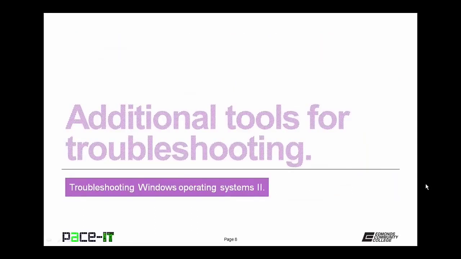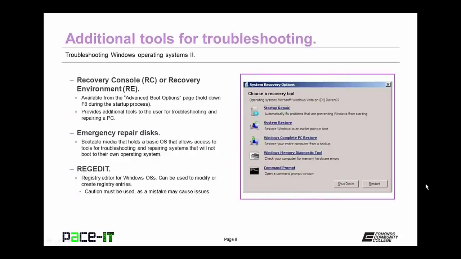Now let's talk about some additional tools for troubleshooting your Windows operating system. The first one that we're going to talk about is the recovery console, or in newer versions, the recovery environment. It's available from the advanced boot options page. To get there, you hold down F8 during the startup process. This provides additional tools to the user for troubleshooting and repairing a PC.